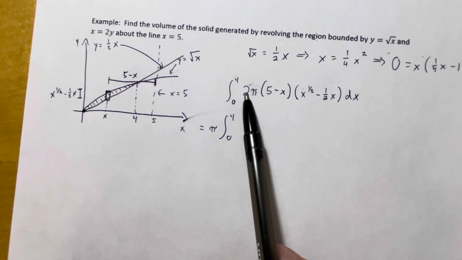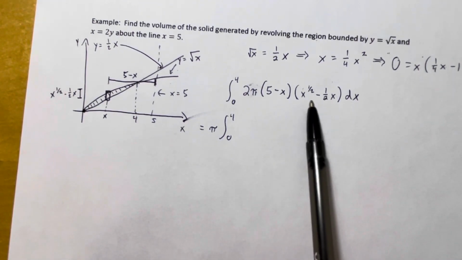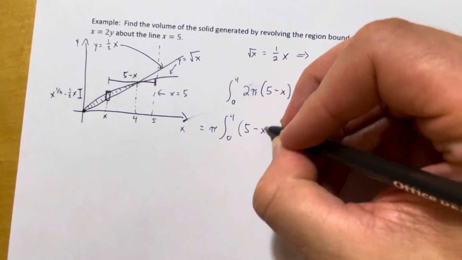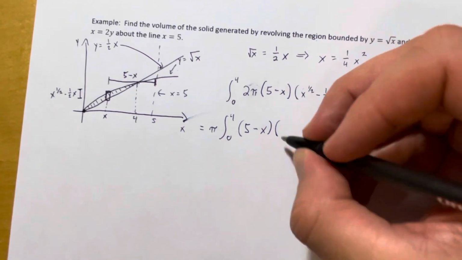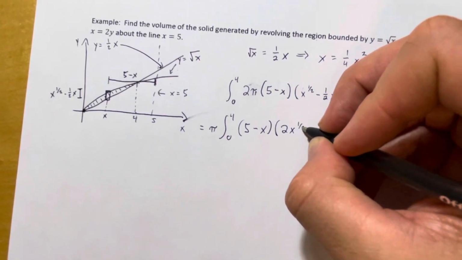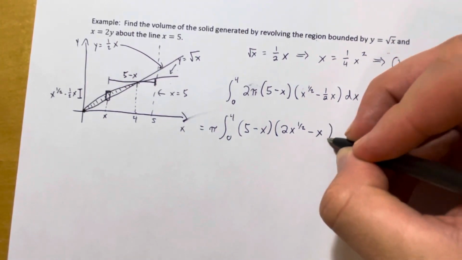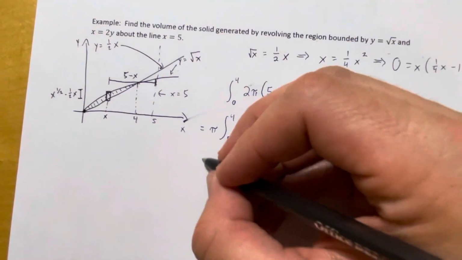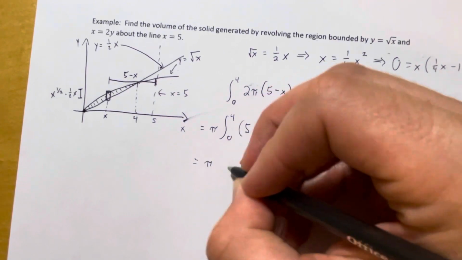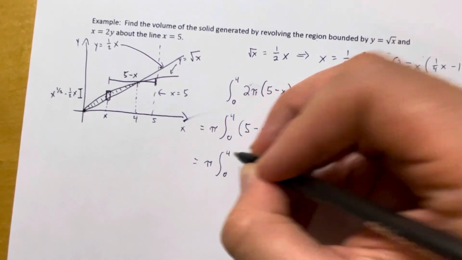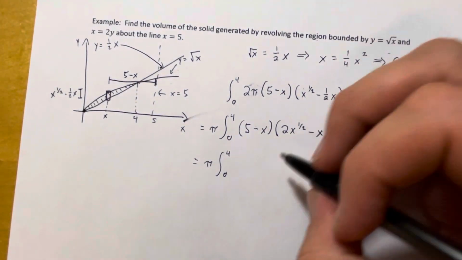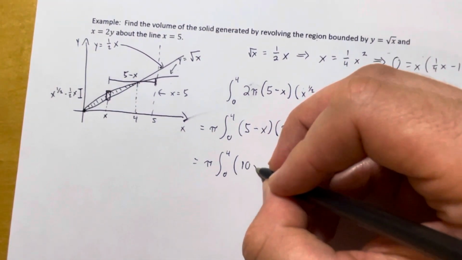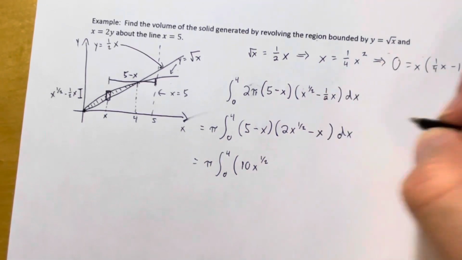So what I'm going to do is take this 2, shift it over, and distribute it into the second set of parentheses, which is going to leave me with (5 minus x) times (2x to the 1/2 power minus x) dx. I kind of just prefer the way that that looks. So let's take this a step further. In order to integrate this, I'm going to want to multiply this whole thing out. So 5 times 2x to the 1/2 power is 10x to the 1/2.